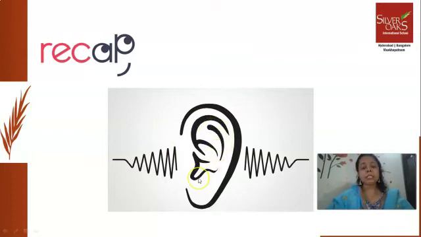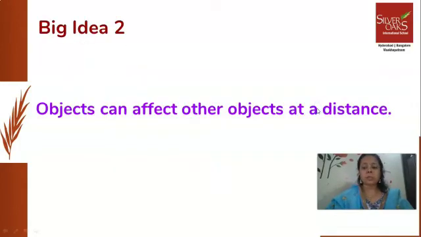You have learned that sound is measured in the form of decibels. When somebody speaks with high decibels, you do not like it. But when somebody speaks with low decibels, you definitely like it. Let us see what our big idea 2 says. Big idea of science 2 says objects can affect other objects at a distance. That is what magnetism, gravity and sound do. It affects other objects at a distance.